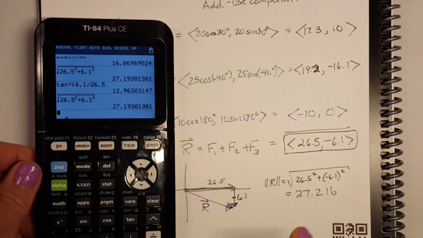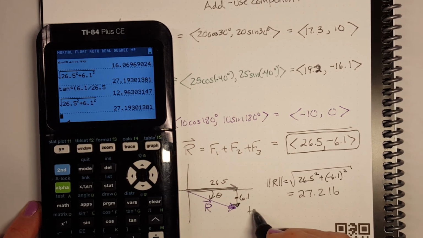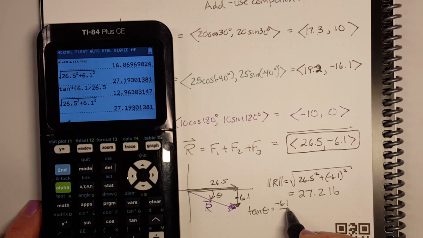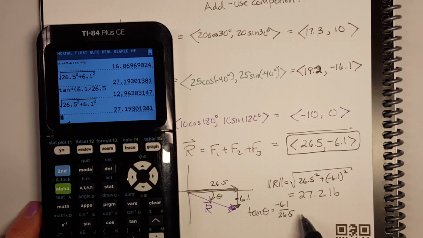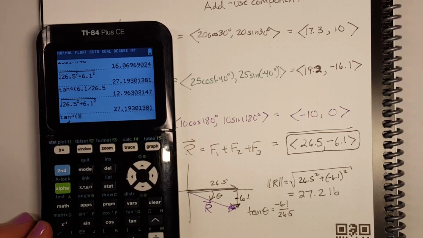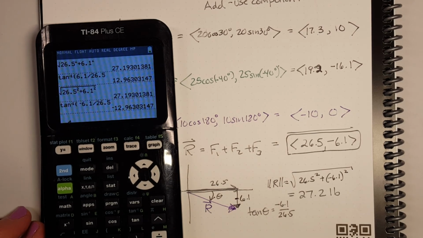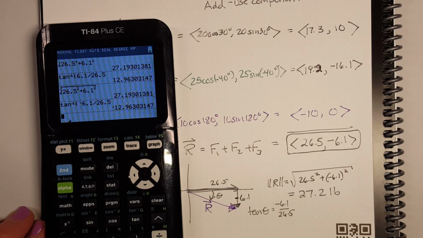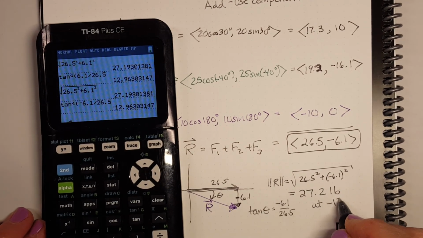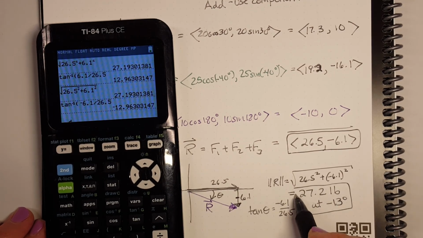Now what is the angle of the vector? Well, I'm going to find this angle, right? So the tangent of that angle is equal to negative 6.1 over 26.5. And so if I do tan inverse of negative 6.1 divided by 26.5, I get negative 13 degrees, negative 12.96. And so at negative 13 degrees. So that is the resultant vector of those three vectors.